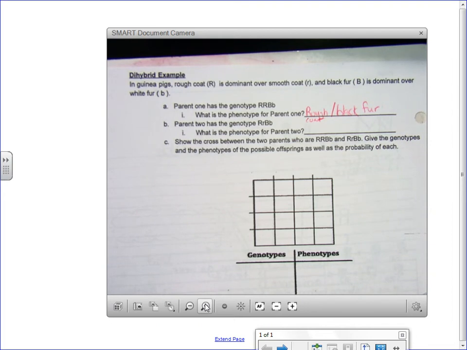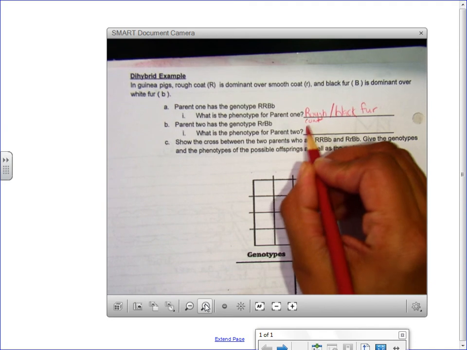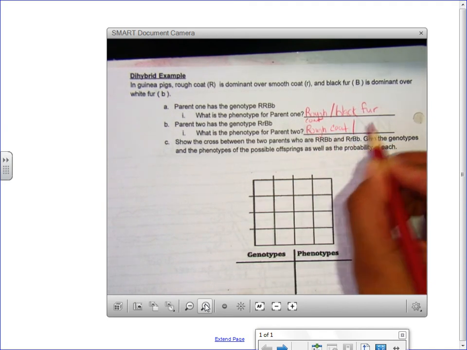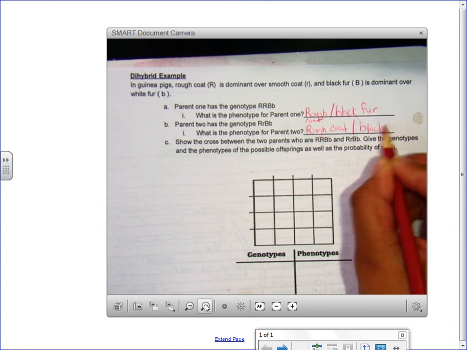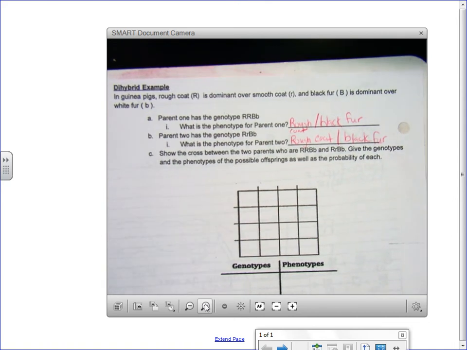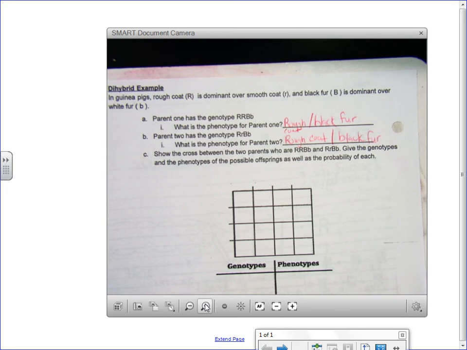What is the genotype of parent 2? I'm sorry, the phenotype, I apologize. Rough coat, black fur. So these two parents of these guinea pigs look alike. Right? Now, in this box, we need to show a cross between the two parents who are these two genotypes.